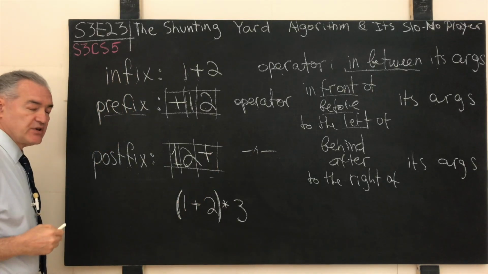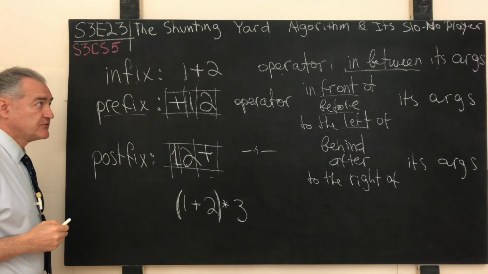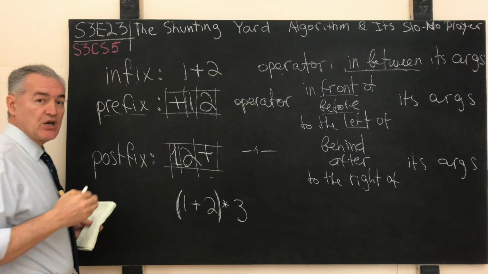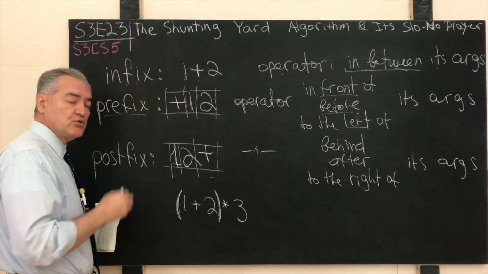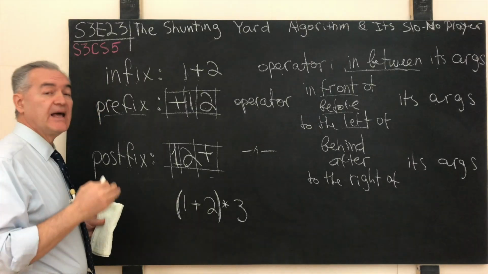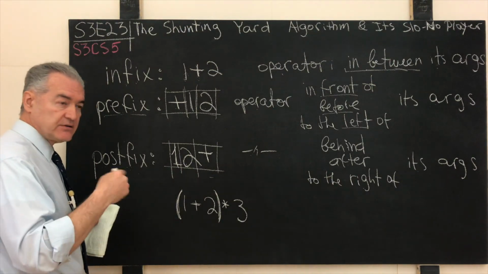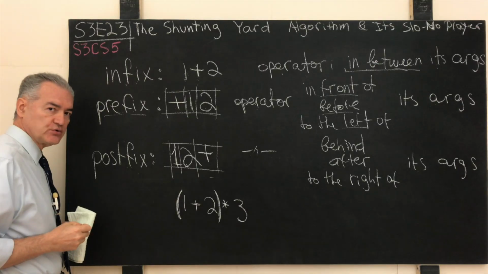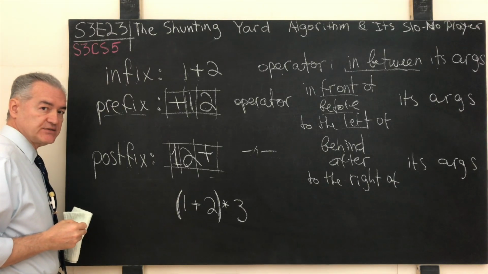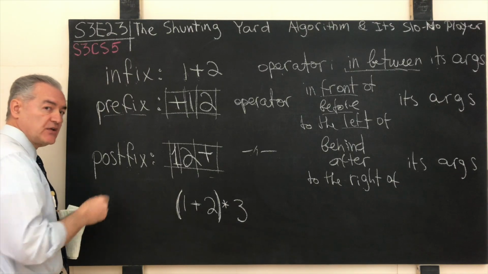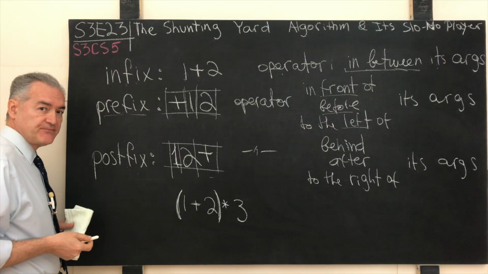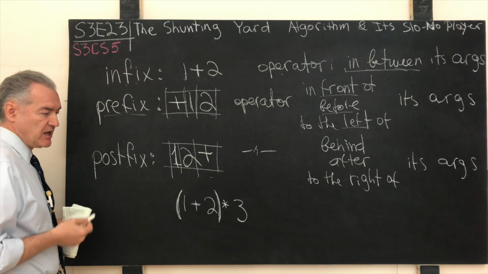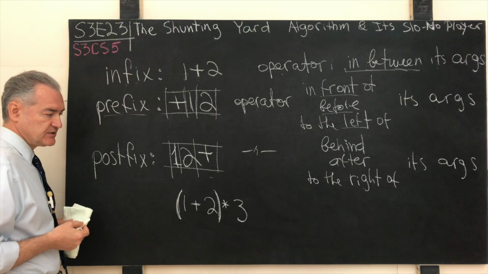The difference between these notations is the following. Inasmuch as the infix notation is human friendly, it is not computationally friendly. And conversely, both prefix and postfix notations, inasmuch as they are not human friendly, are computationally friendly notations. And the reason for that is the following.